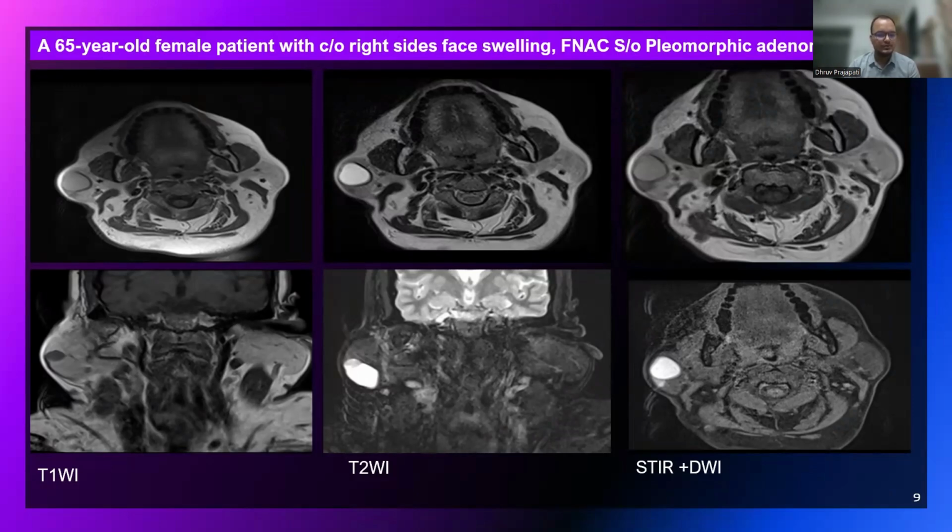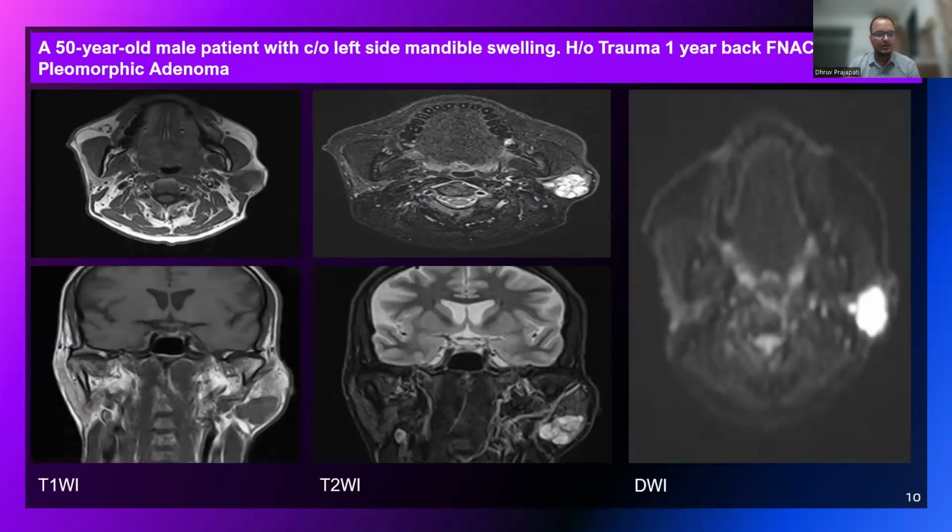T1 weighted images show a hypointense lesion, and T2, STIR and DWI images show a hyperintense lesion on the right side of the parotid gland. Second case: a 50-year-old male patient with complaint of left side mandible swelling, with a history of trauma one year back. FNAC was also done in this patient, which was suggestive of pleomorphic adenoma.